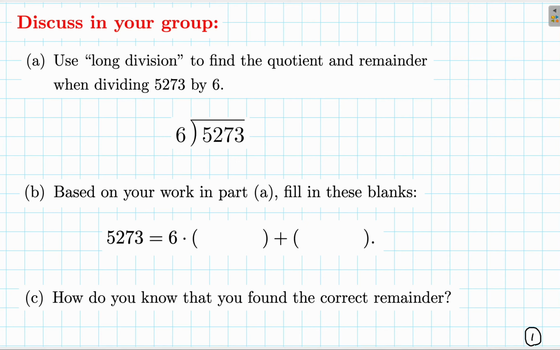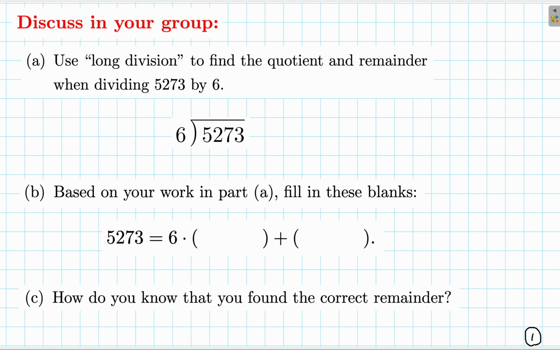To motivate our work with polynomials, here are some questions involving integer division. Part A, use long division to find the quotient and remainder when dividing 5,273 by 6. Part B, based on your work in Part A, fill in the blanks. 5273 equals 6 times blank plus blank. And Part C, how do you know that you found the correct remainder in the division above? So please pause the video and work on these 3 questions, and we'll go over them shortly.